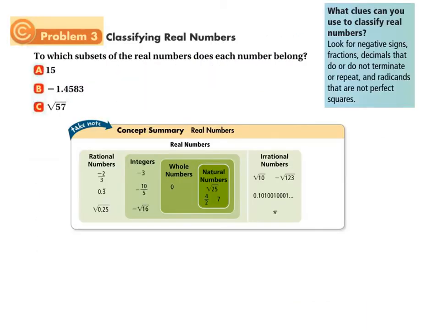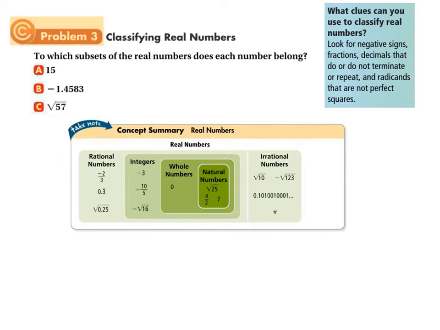All right, so what if we wanted to classify numbers in these groups? And by the way, I've recopied this for you for convenience. You might want to make some notes so you have reference to this. To which subsets of the real numbers does each number belong? And there's a little hint over here. How do you classify it? You can look for negative signs, fractions, decimals that do not terminate or repeat, and radicands that are not perfect squares. Those will all be hints for you of where they go.